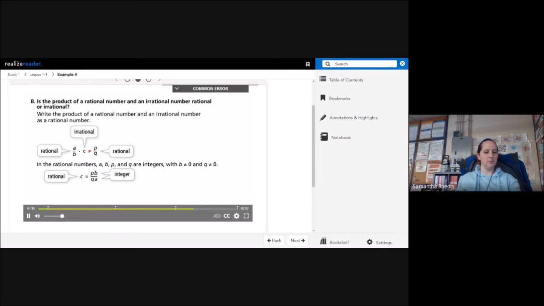Also notice that in order to divide by a when calculating c, you have to assume that a is not equal to 0. If a equals 0, then a divided by b equals 0, and a divided by b times c equals 0 for any number c. So the product of a rational number and an irrational number is always irrational, unless the rational number in the product is 0.